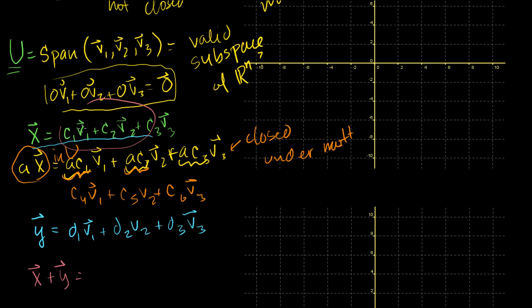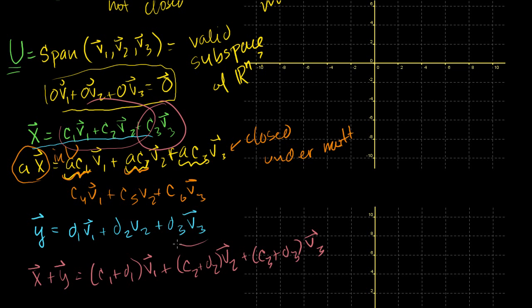If you add these together, you get c1 plus d1 times v1, plus c2 plus d2 times v2, plus c3 plus d3 times v3. You had a v3 here, you had a v3 there, you just add up their coefficients. Clearly, this is just another linear combination. These are just constants again. That's an arbitrary constant, that's an arbitrary constant. So this thing is just a linear combination of v1, v2, and v3.